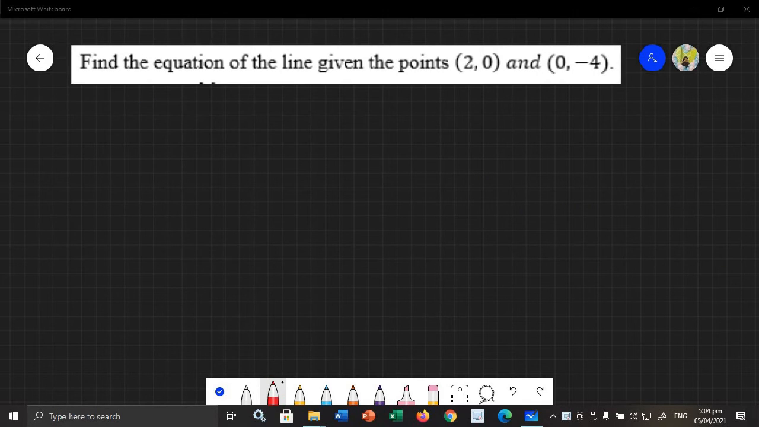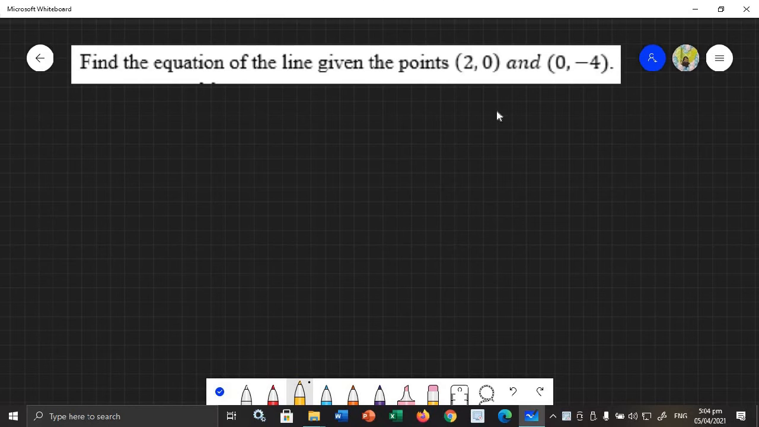So next problem is we will be finding the equation of the line given the following points. So the first point is 2, 0, and then the second point is 0, negative 4. So the first point is actually your x-intercept. Kung napansin nyo, di ba? Ang x-intercept kasi, dyan walang value si y-coordinate. Si x-coordinate lang yung may value.